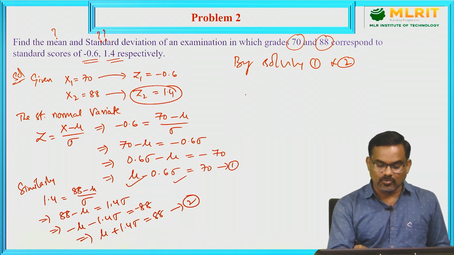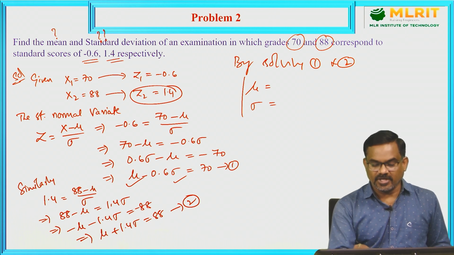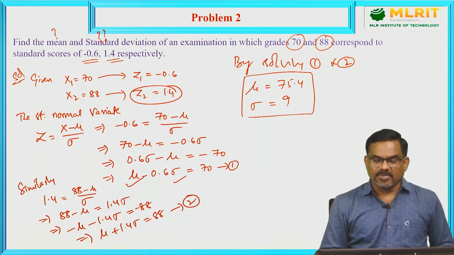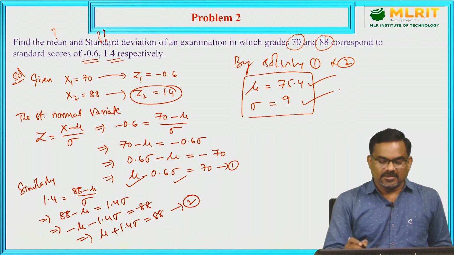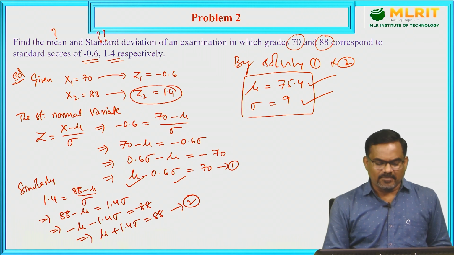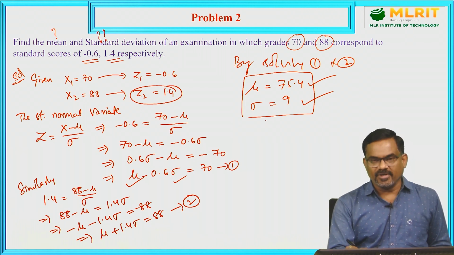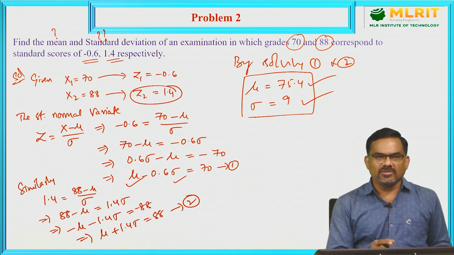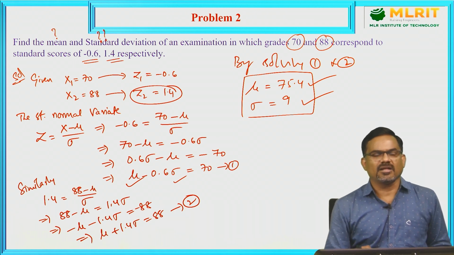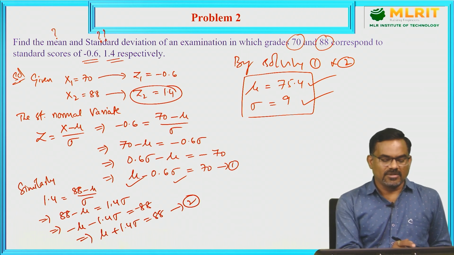So by solving these two, we can determine the values of mu and sigma. Hence, by solving 1 and 2, we get mu equal to 75.4 and sigma equal to 9. So in such problems, sometimes the values of x will be given. So we convert x values to z, then we find the area under the normal curve using the standard normal distribution table. Sometimes x values and corresponding z values will be given, and we need to calculate the mean and standard deviation. Similarly, there are many other different problems in which x values, z values will be given.